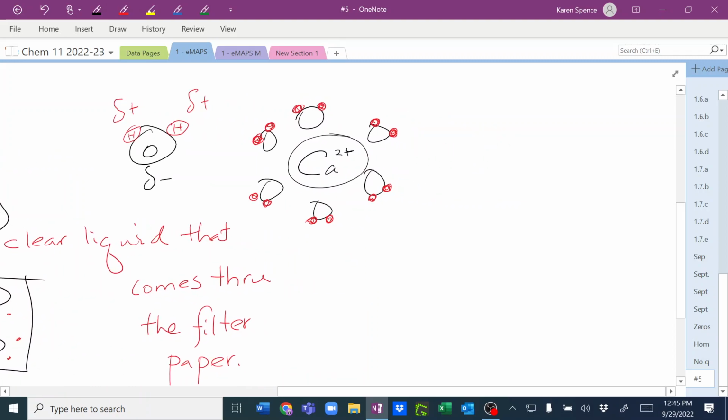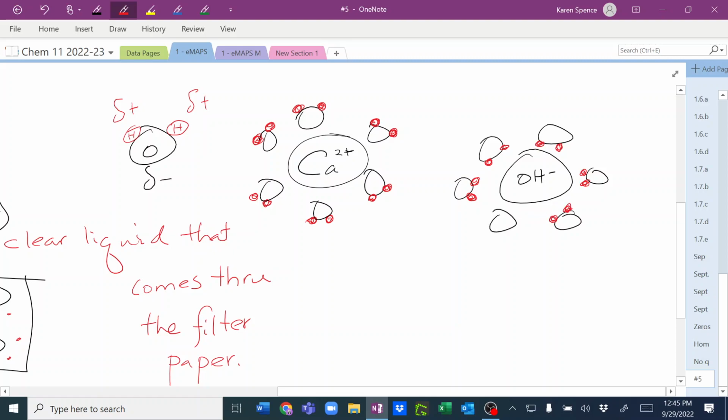And then, of course, when you've got your hydroxide, it's going to be the opposite way around, where these slightly positive hydrogens will orient themselves close to the hydroxide, and there will be intermolecular forces between the water molecule and the ions.